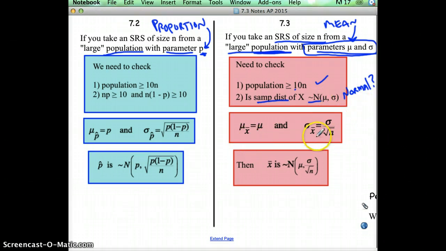Okay, then here's the formulas for our mean and our standard deviation. The mean of all of our sample means is the population mean. The standard deviation of all of our sample means is the population standard deviation divided by the square root of our sample size. So those are our two formulas we're going to be using.